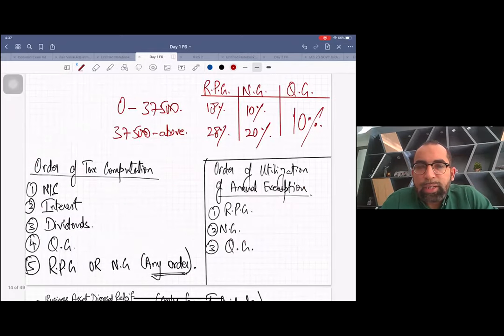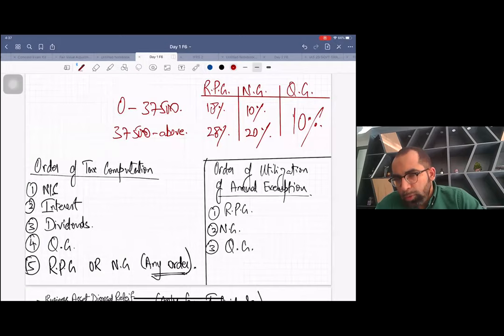Now, these are the tax rates for gains. There are three types of gain. The first one is RPG, residential property gain. If you buy or sell a residential property in which you are living, or which can be used as a residential property, then such gain is called RPG. The second gain is NG, normal gain, which is a gain not covered by RPG and QG. I will tell you what is QG. QG is the gain covered through entrepreneurs' relief. The new name of entrepreneurs' relief is business asset disposal relief, BADR, and investors' relief.